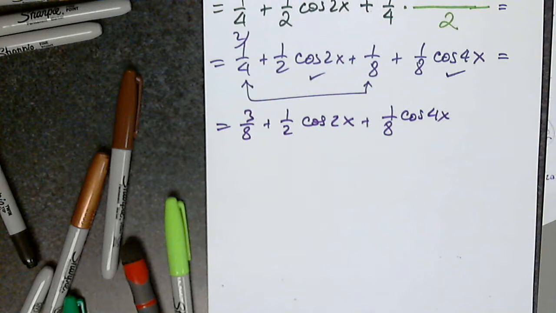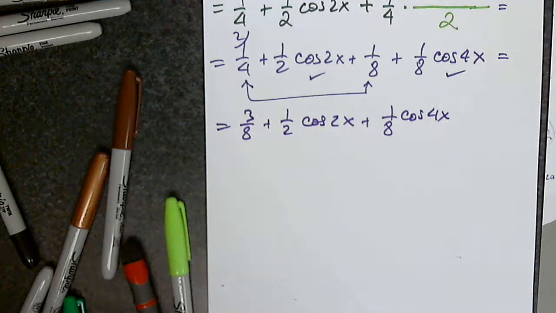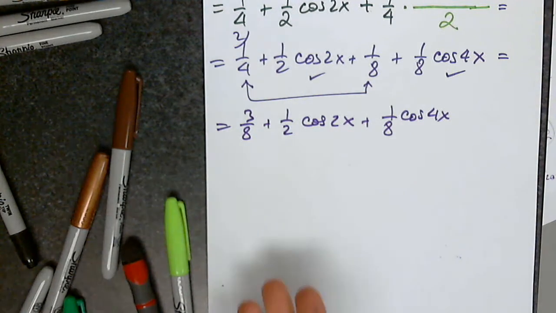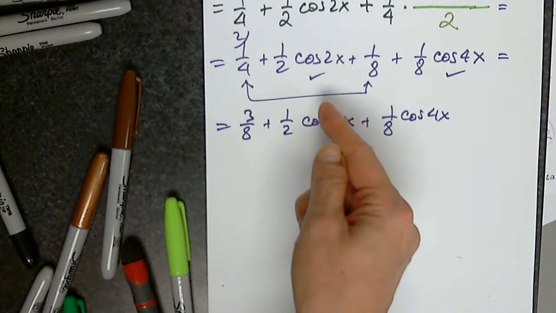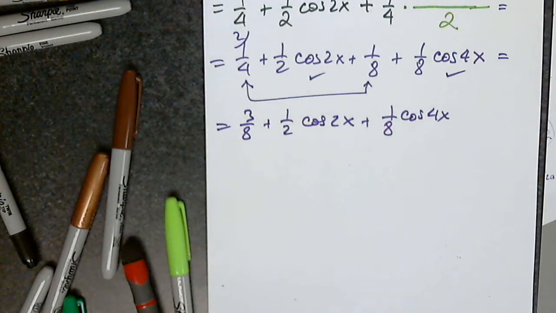Any questions? And we lowered the powers. Look how interesting this is. We started with the cosine to power 4, and we got a sum of some algebraic expression with cosine in it, but all of them have power 1.